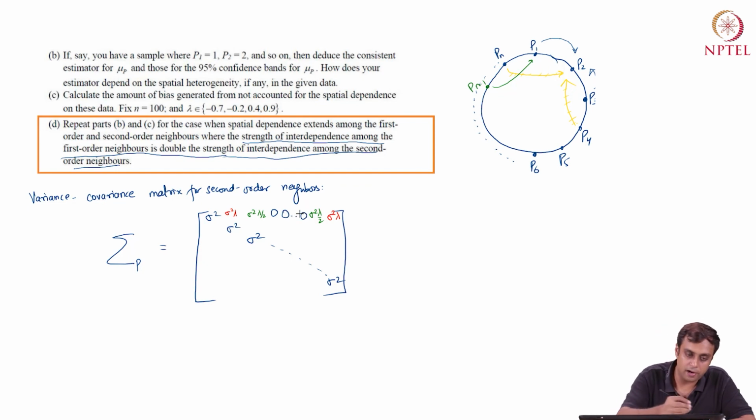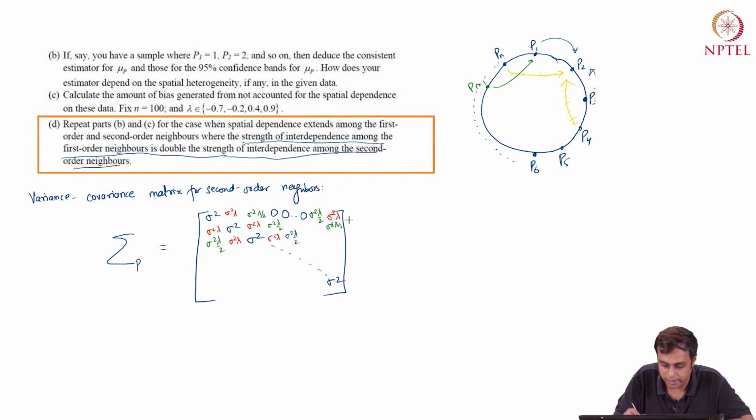Similarly, I can go ahead and fill up these entities: sigma squared lambda, sigma squared lambda, sigma squared lambda. I have sigma squared lambda by 2, sigma squared lambda by 2, right? And sigma squared lambda and sigma squared lambda by 2, and so on and so forth, right? For entity 2, you will have sigma squared lambda by 2 sitting here. Everything else will be zeros, right?